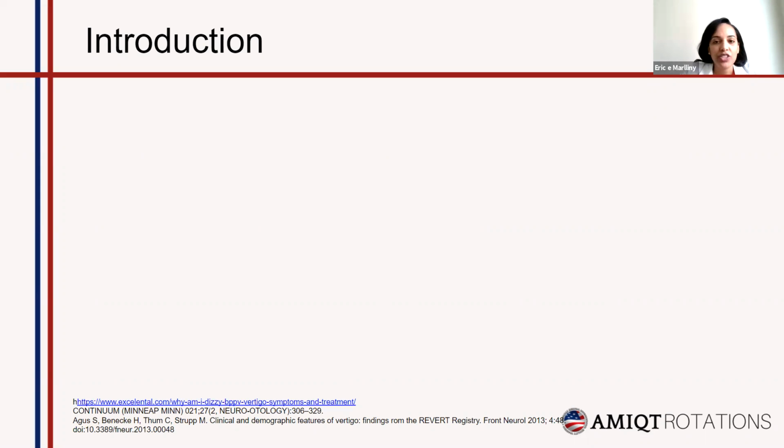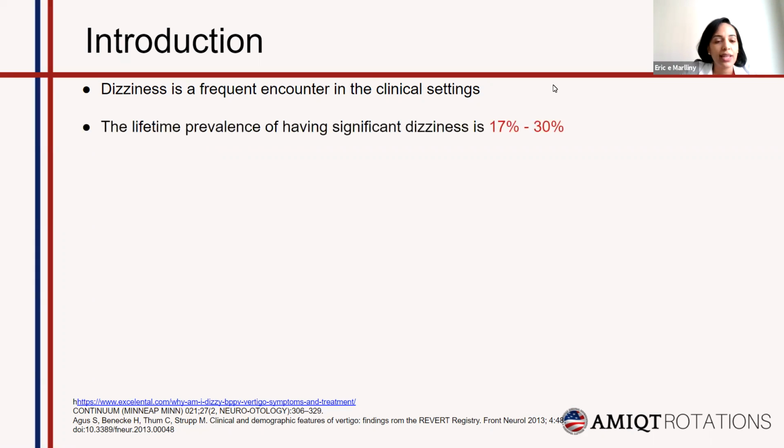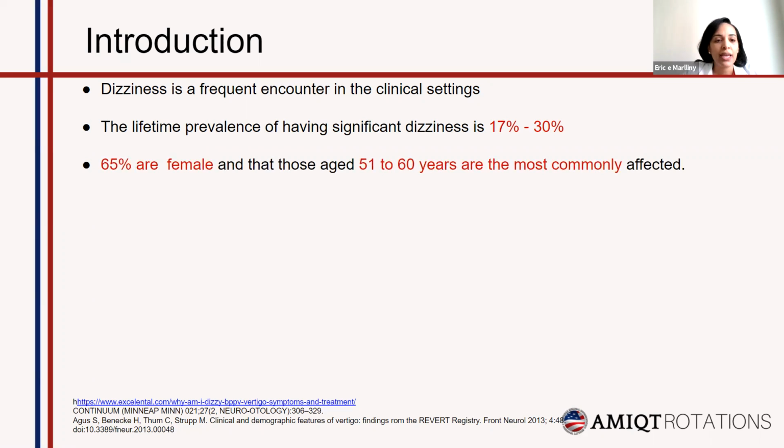So first, let me share with you a quick introduction. So dizziness is a frequent encounter in the clinical settings, right? So we see it in the ER, in the primary care settings, and now in neurology too. The lifetime prevalence of having significant dizziness is between 17 to 30%. So it's pretty common. And a recent study showed that 60% of all the patients are female, and they are around 15 to 60 years old. And actually, the same study showed that only 14% were patients more than 70 years old.